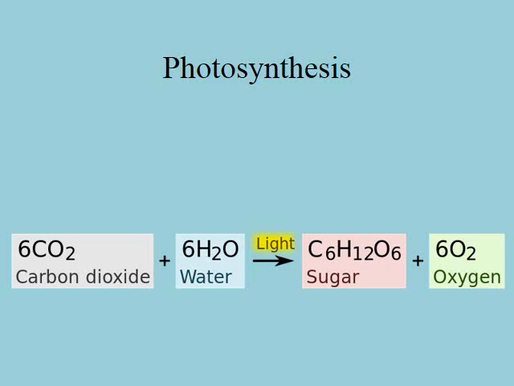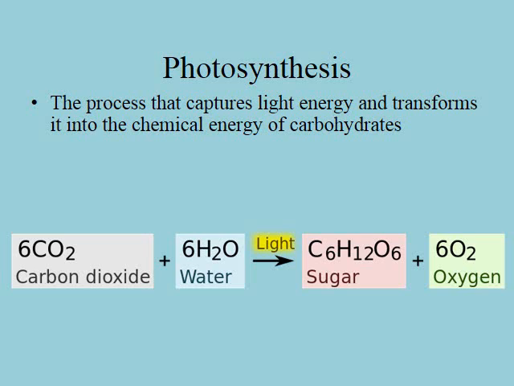So photosynthesis. This is the process of capturing light energy and transferring it into chemical energy that is found in sugars, carbohydrates. So basically you're taking the kinetic energy of light and changing it into the potential energy of the bonds in carbohydrates.